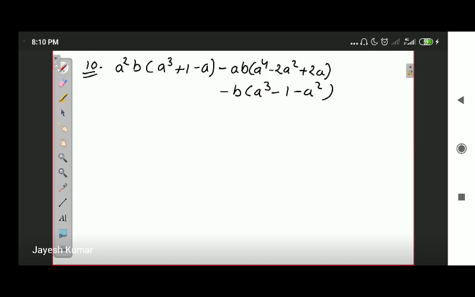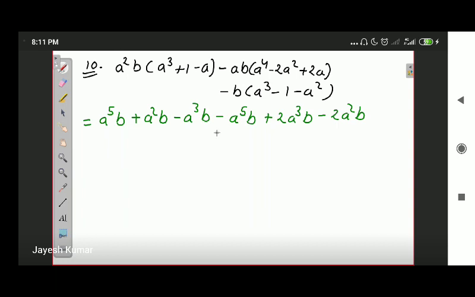Okay, the correct solution will be a square b into a cube will be a to the power 5b plus a square b minus a cube b. After that, minus a to the power 5b plus 2a cube b minus 2a square b, and lastly minus a cube b plus b plus a square.